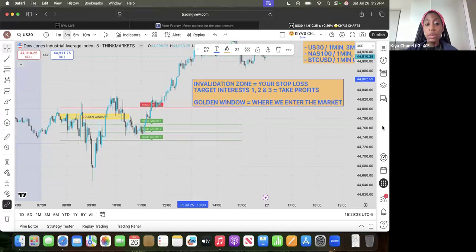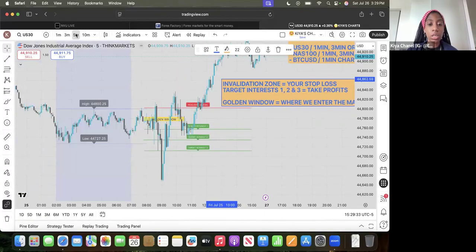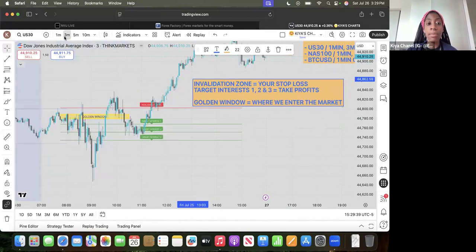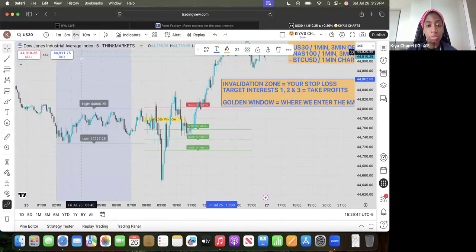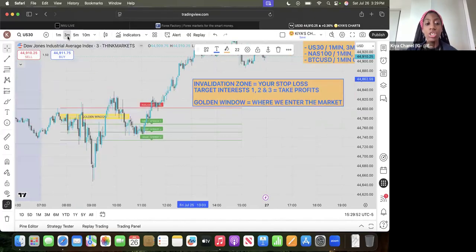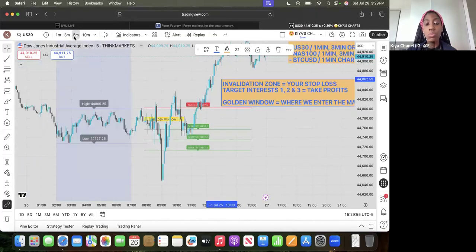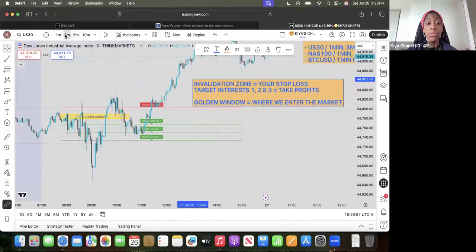Sometimes what'll happen is, if we go up to the 5 minute, we see that there's another trade idea on the 5 minute, but it came out first on the 3 minute. If it came out first on the 3 minute, you don't need to take the 5 minute. That's not a different trade idea. It's just the market giving you an extra confirmation of what the market wants to do. So if you see that the trade idea came out on the 3 minute first, you're only going to take that trade on the 3 minute. That's it.